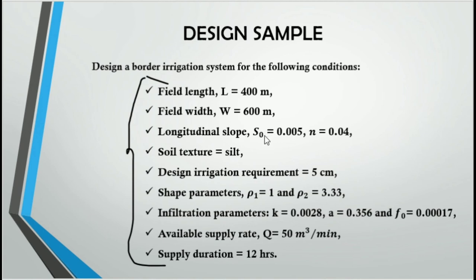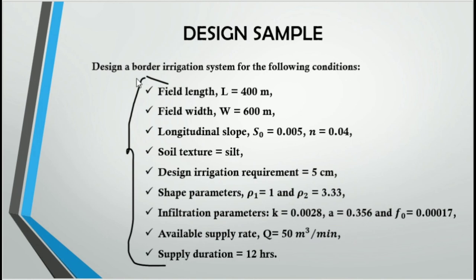And then you have your longitudinal slope, or your SO, and your N, or your Manning's roughness coefficient. Your soil texture is silt. Design irrigation requirement is 5 centimeters. Shape parameters: your P1 is equal to 1 and your P2 is equal to 3.33. Infiltration parameters: you have your K constant 0.0028, and your A constant 0.356, and your FO is equal to 0.0017. Available supply rate: your discharge or inflow rate can be 50 cubic meters per minute, and your supply duration will be 12 hours.